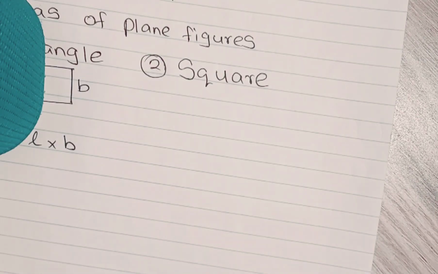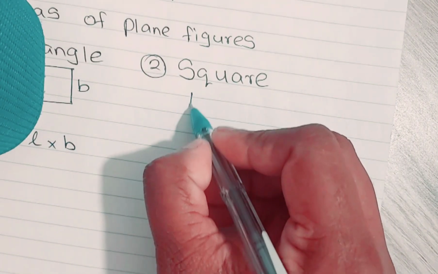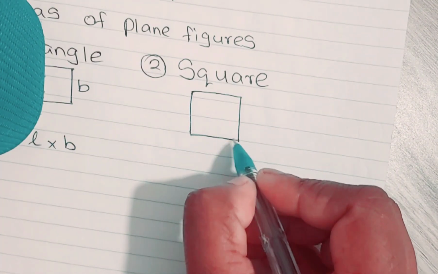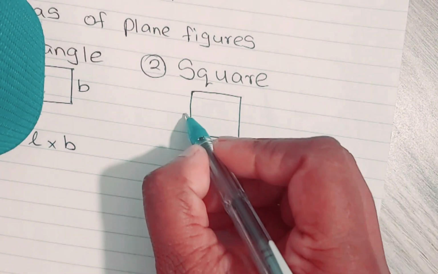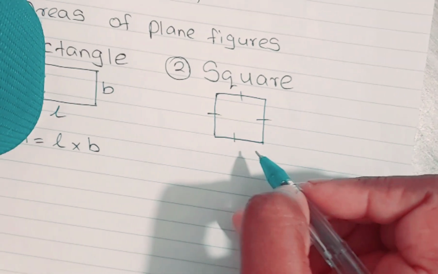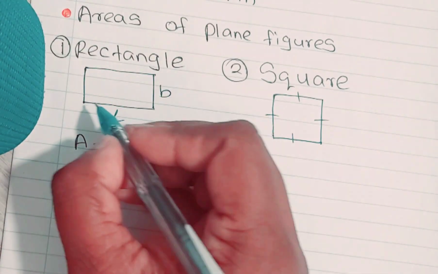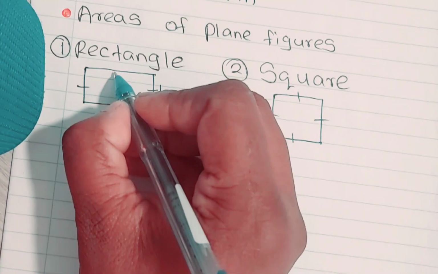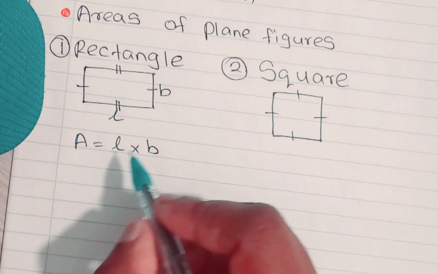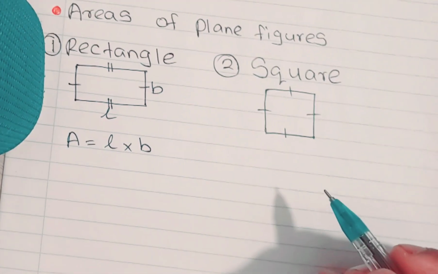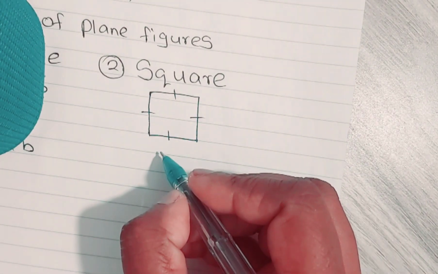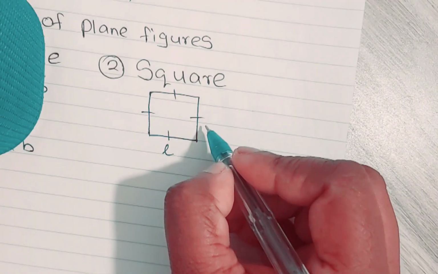We know the features of a square: all four sides are equal and also all four angles are right angles, right? So you can mark like here, all four sides are equal. In the previous one we mark the sides like here, this one equal to this one, and these two sides are separately equal. In the square, length and breadth are both equal, but I can mark this as length and this as breadth.